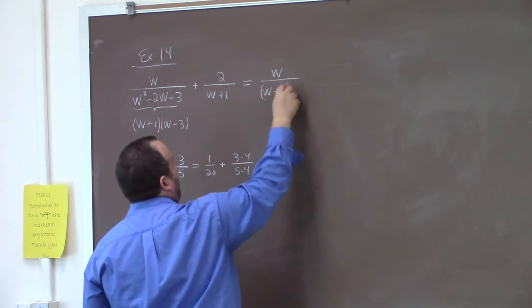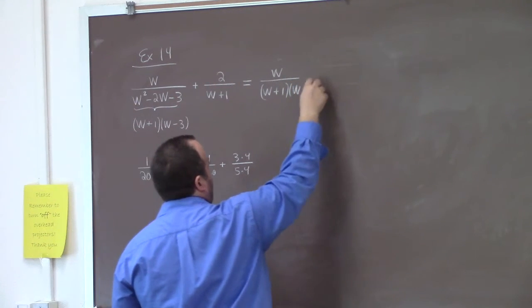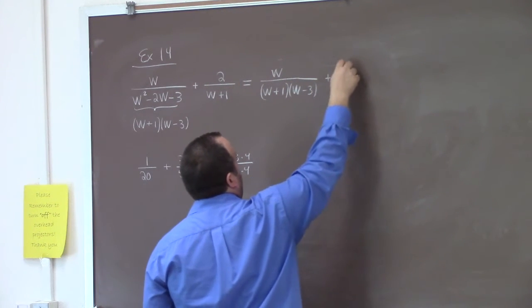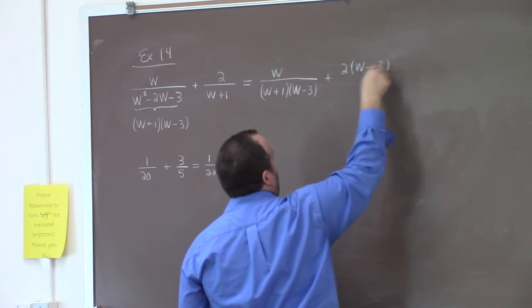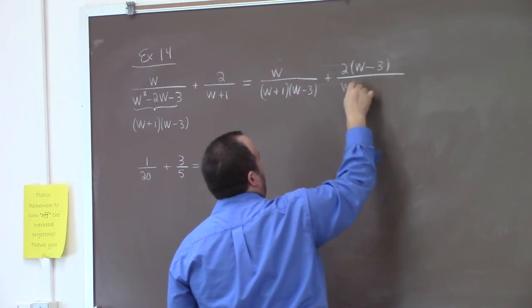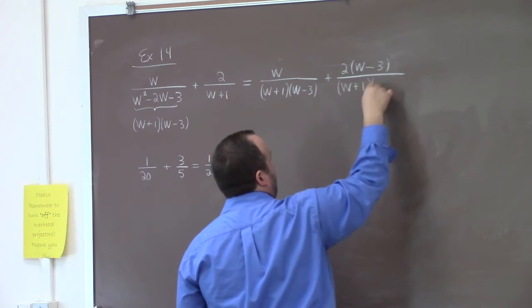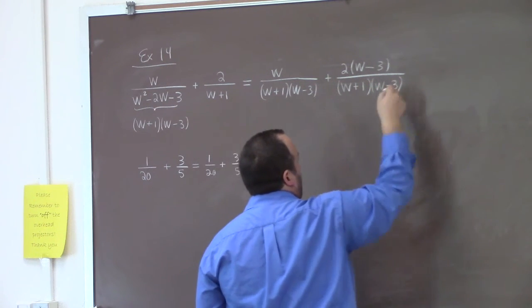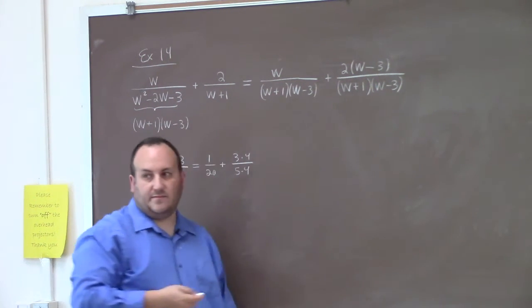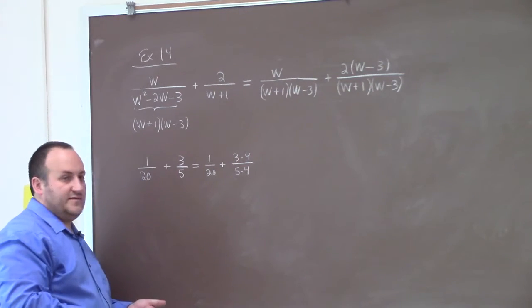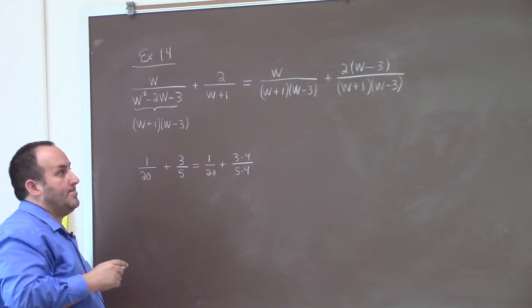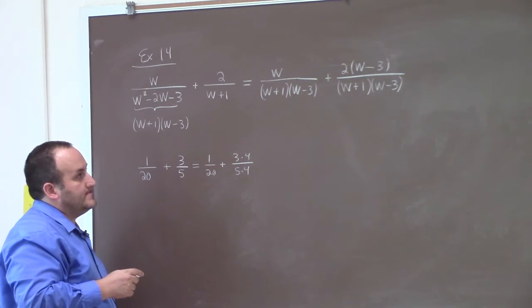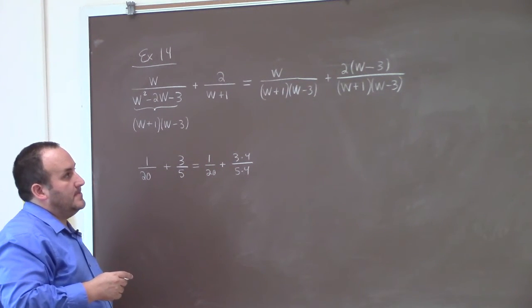I leave the first one like that, and then I multiply the second one by w minus 3, or whatever. So again, the key idea here is we need to make a common denominator, because we cannot add fractions until we have the same denominator. Okay, I see where you get the 2 and the w, but where do you get the minus 3 from? You factor it out.